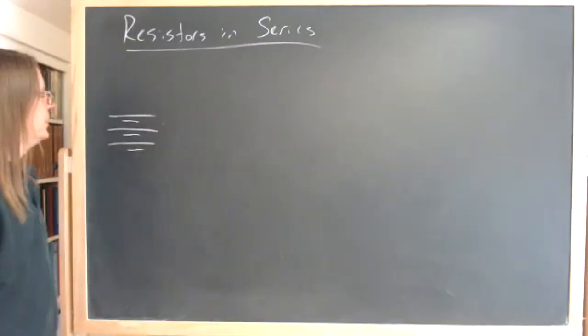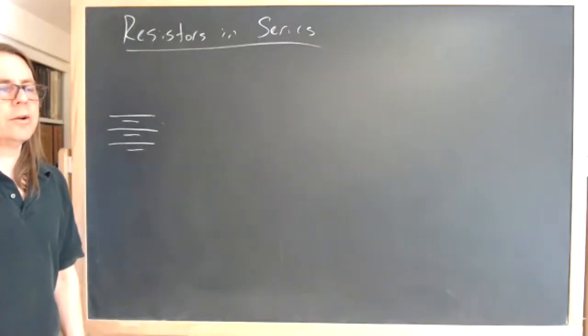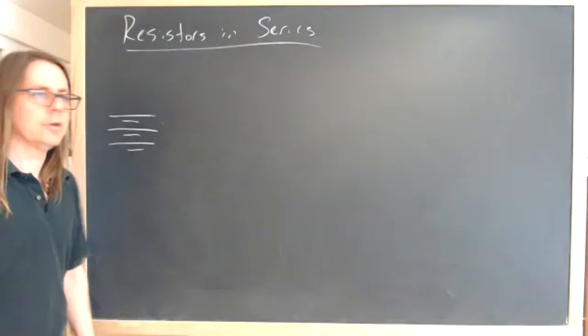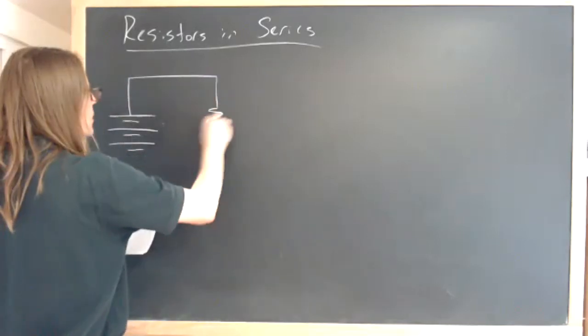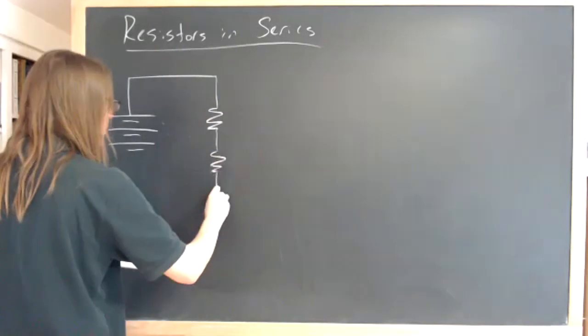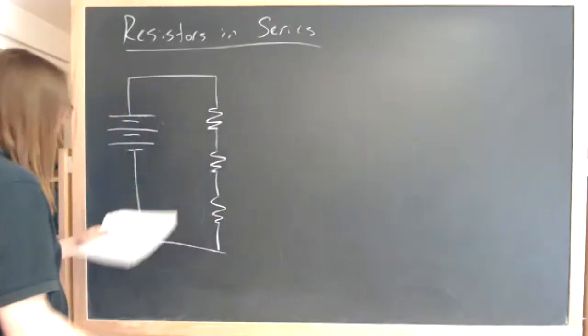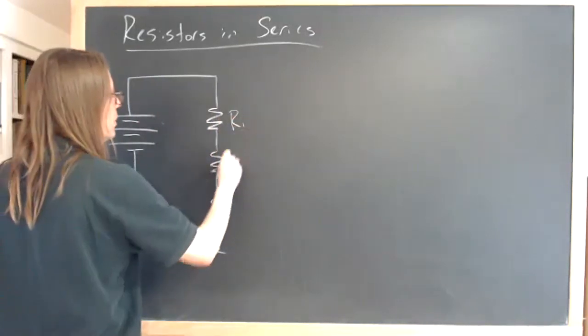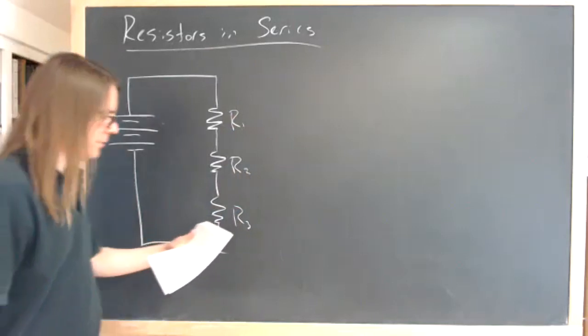What is that? That is a battery. I drew it with 6 plates. There is no rule about exactly how many plates you should draw. Sometimes they're drawn with 2 plates. So that goes up like that to a resistor, to a resistor, to a resistor, like that. And we will call them R1, R2, R3.